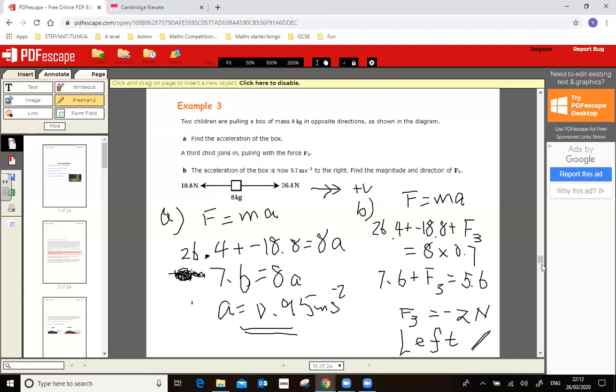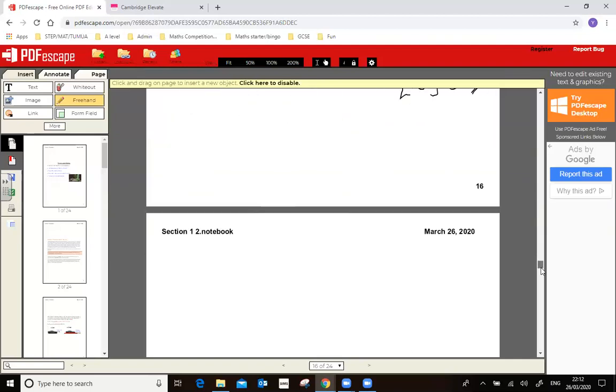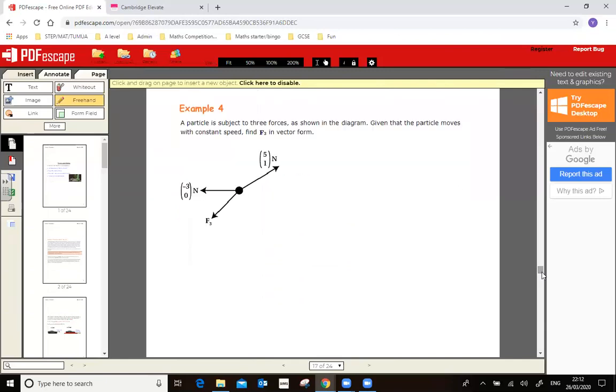Right, let's have a look at one more example and then you can try some questions yourself. Okay, example 4. A particle is subject to 3 forces as shown in the diagram. Given that the particle moves with constant speed, find F3 in vector form. Right, so now when something is moving at constant speed, that means there is no acceleration. Okay, so let's make a note: constant speed, which means acceleration is 0.